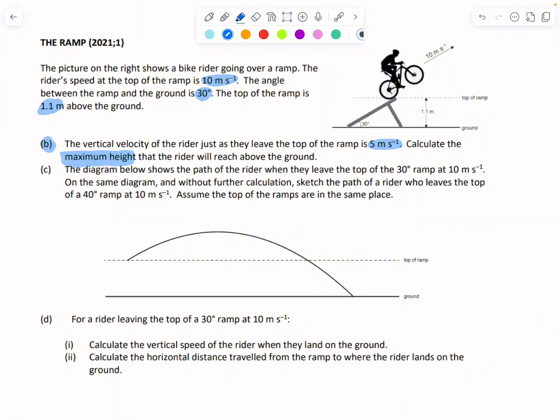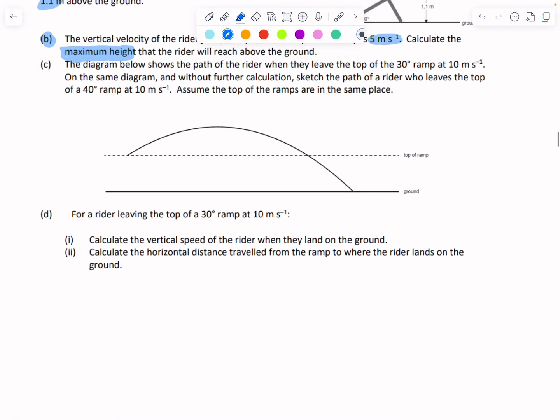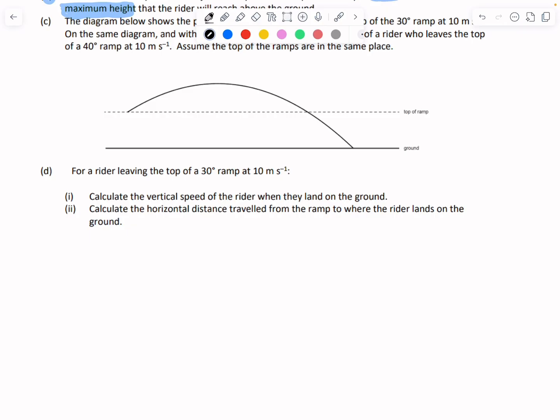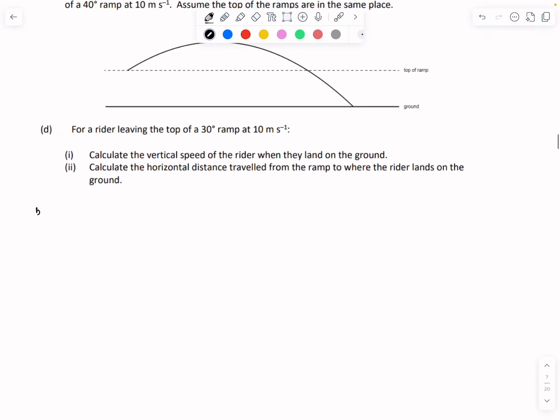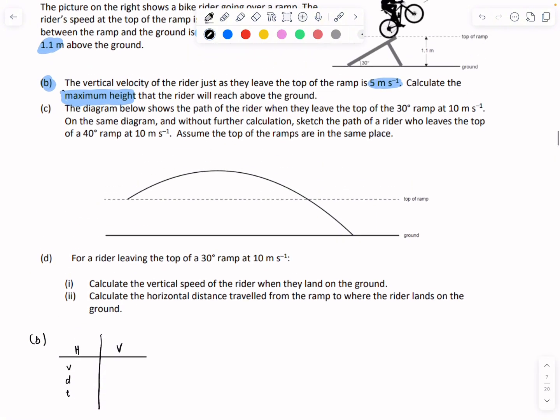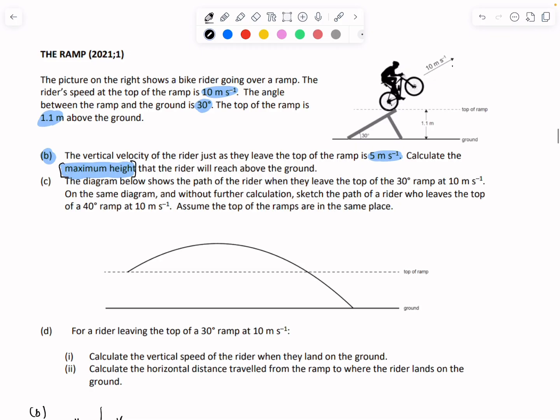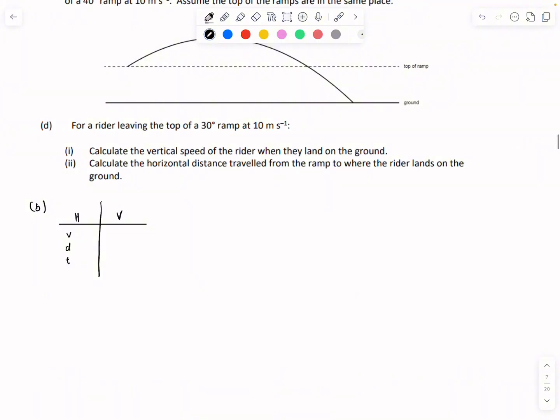Okay, so what we have to do here is we have to see what we have and what we don't have. And so I always start off by drawing myself a table, okay? And so I've got the horizontal components here and the vertical components here, and I do not mix them up. So because we want to find the maximum height, this essentially is the distance that this rider will reach vertically. The highest maximum height, aka the distance. So this is what we're trying to figure out.